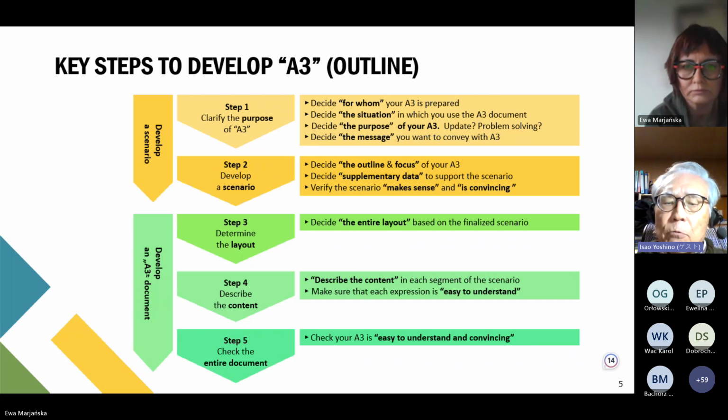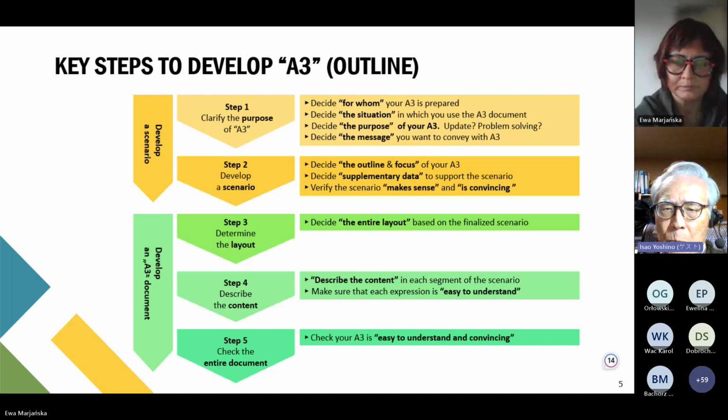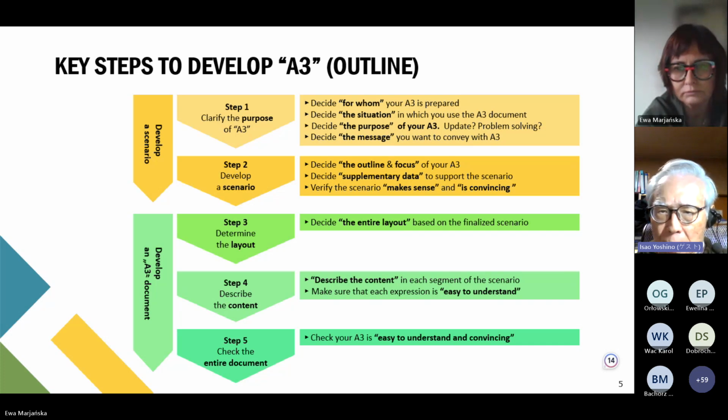Based on that, you have to start writing. So step 3 is layout. Layout means there is a small space. A3 is bigger than A4, but space is still limited. So you have to decide the layout and the entire layout. So first you have to put some blank boxes, maybe 4 or 5 boxes, in the blank sheet, an A3 document. And then you take a look and check whether your idea will flow all the way from left to right. That's step 3.